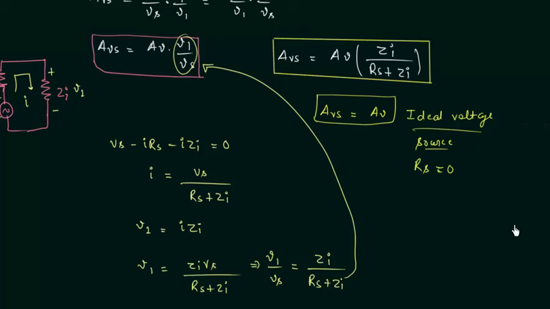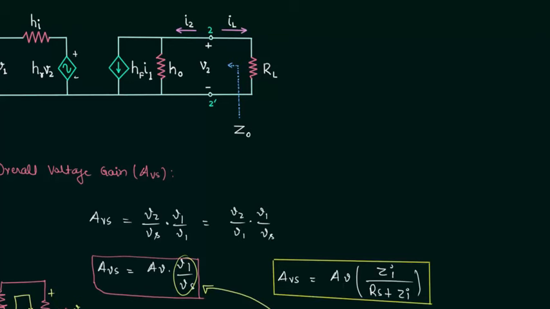Now we will move to the next part of this lecture, in which we will calculate the overall current gain. The overall current gain is represented by AIs, and to find overall current gain, first we need to define it. The overall current gain is equal to the ratio of output current to the current delivered by the source. The output current is equal to IL, and let's say the source is delivering the current Is. So we have overall current gain AIs equal to the load current divided by the source current.